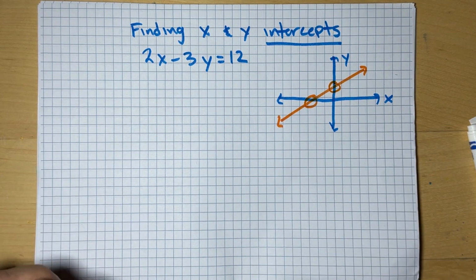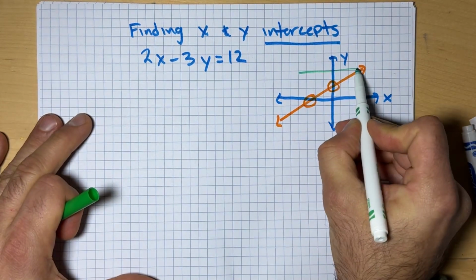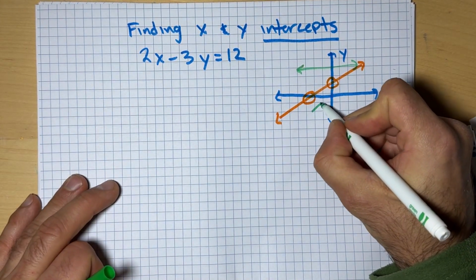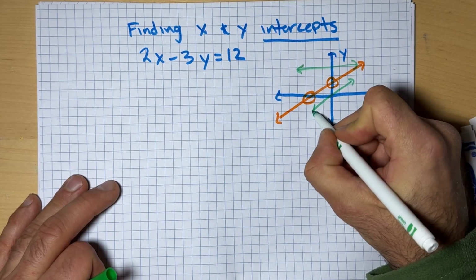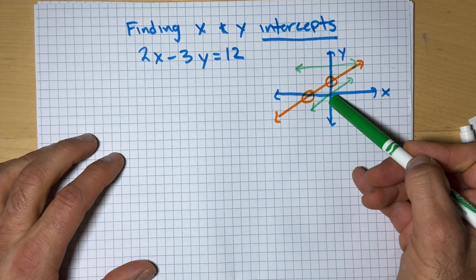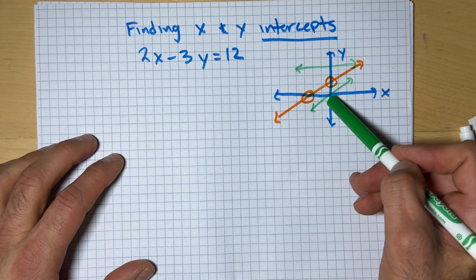You can sometimes have only one intercept. Maybe we have a vertical or horizontal line. And occasionally you might go through the origin, and you might have an intercept that's the same for x and y.